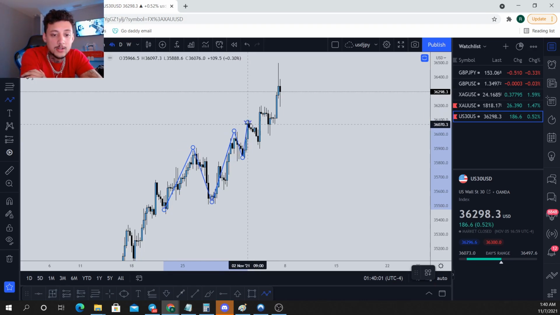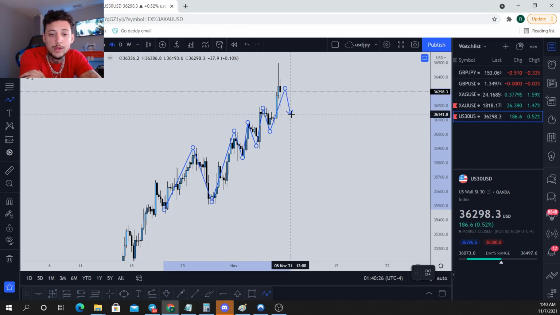This is going to be considered a higher high because it's higher than this high. And this is going to be considered a higher high because it's higher than this high. This is going to be considered a higher low because it's higher than this low, and continue so on and so forth. Then we have another higher low, higher high, higher low, and currently we are at a higher high point, as you could see in the market.